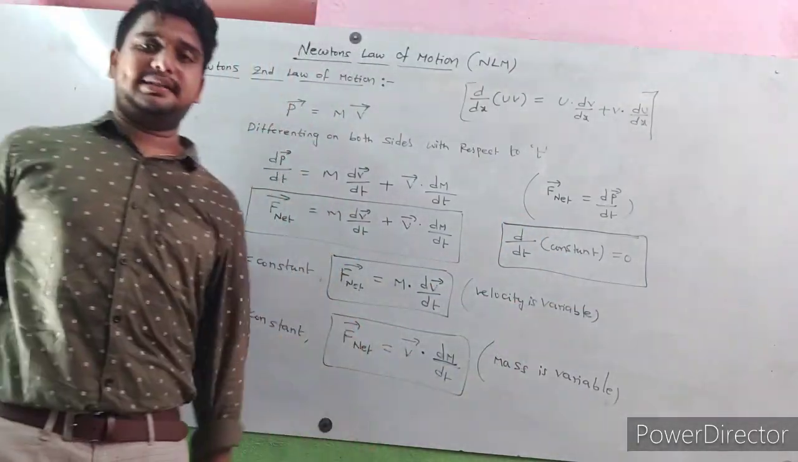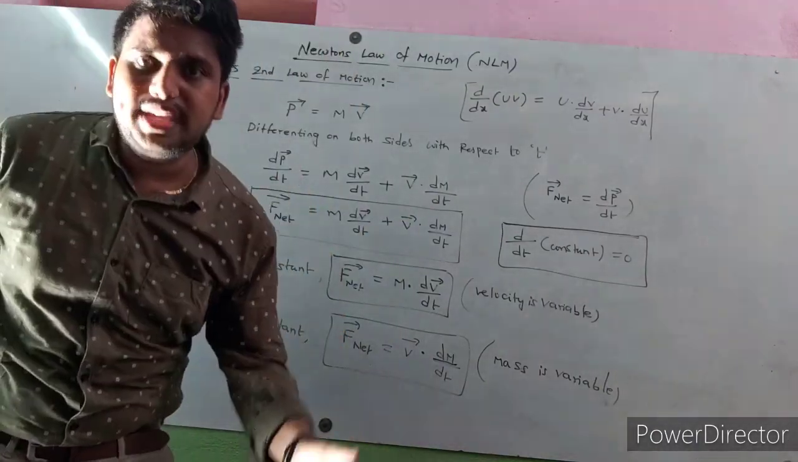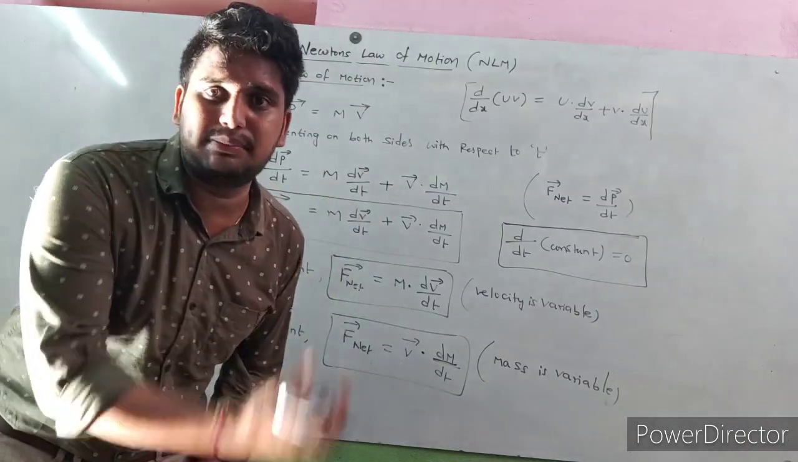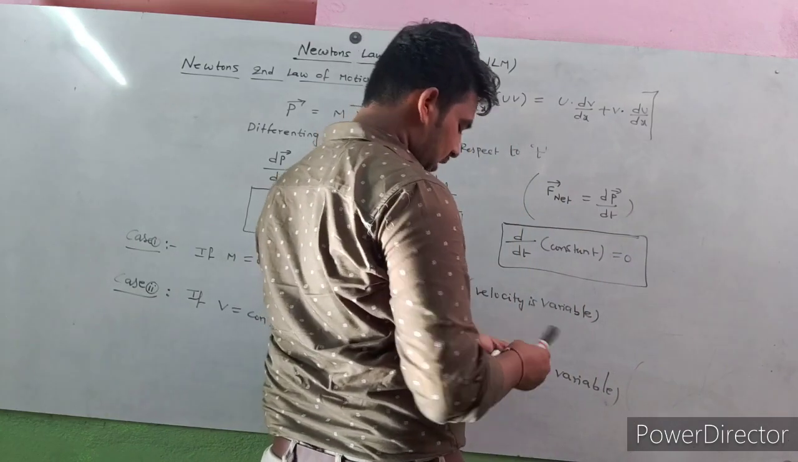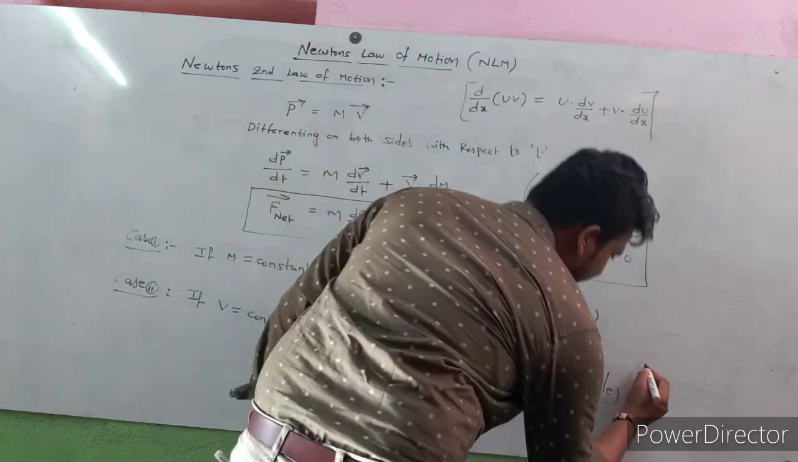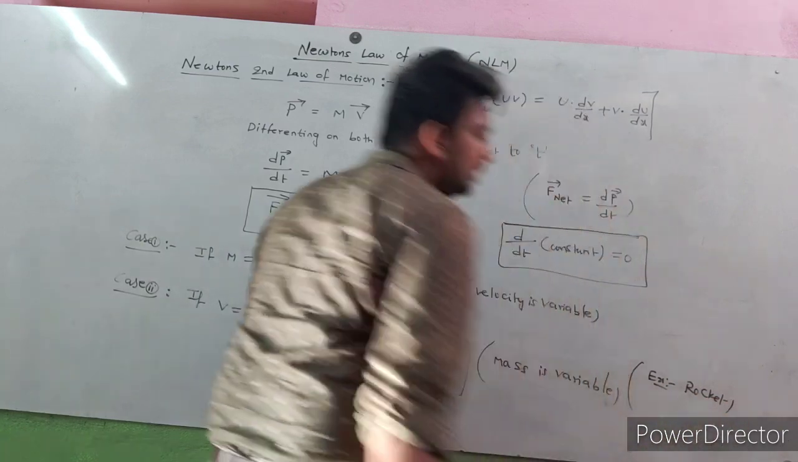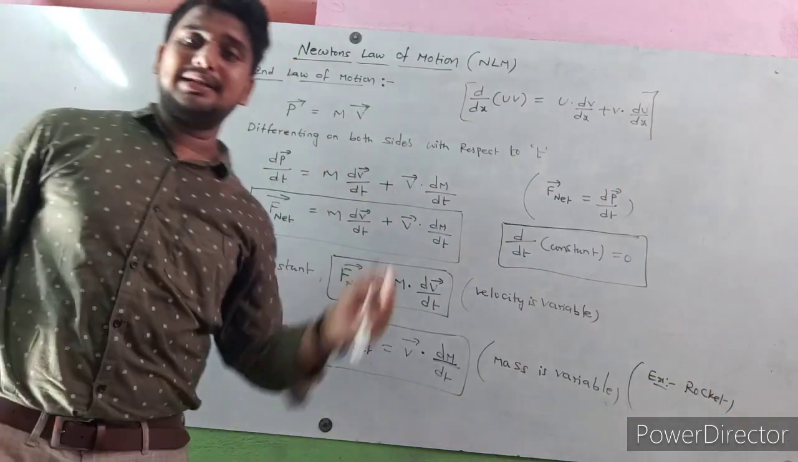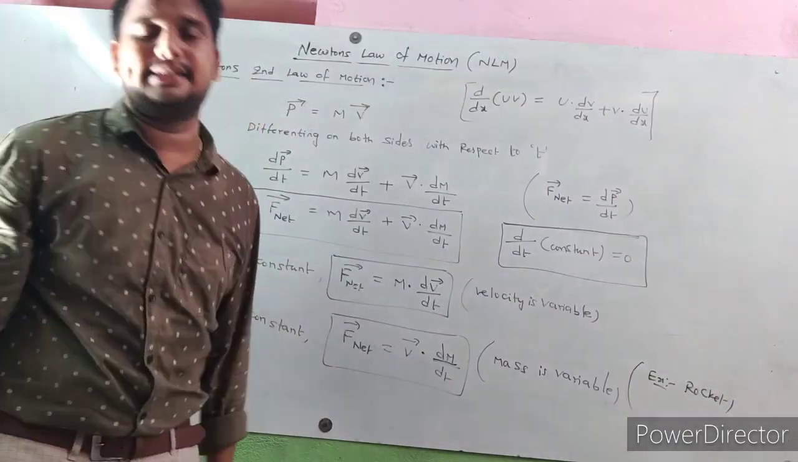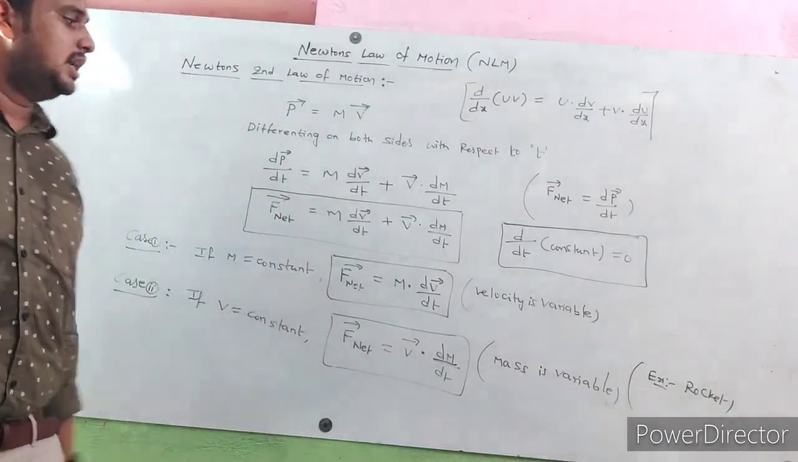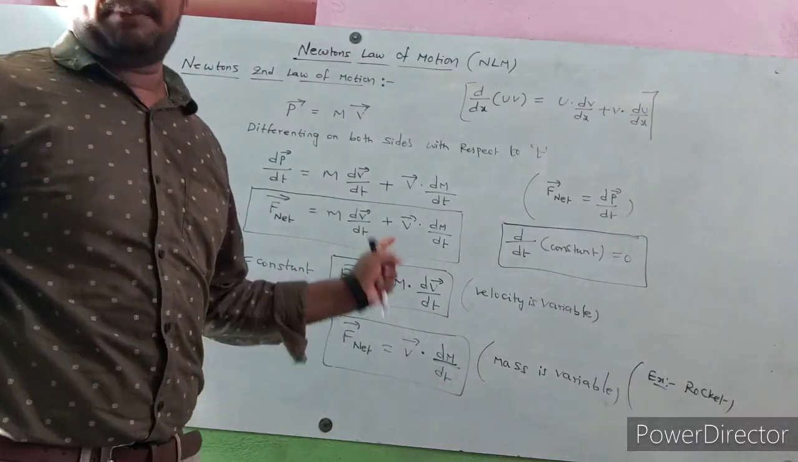Next, for mass varying, the best example is a rocket. If a rocket is moving upwards, it releases exhaust gases. While the rocket is moving, its mass changes continuously because it releases exhaust gases. So these two formulas are useful for applying the concept.